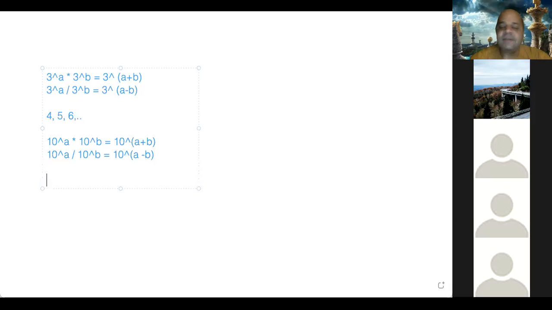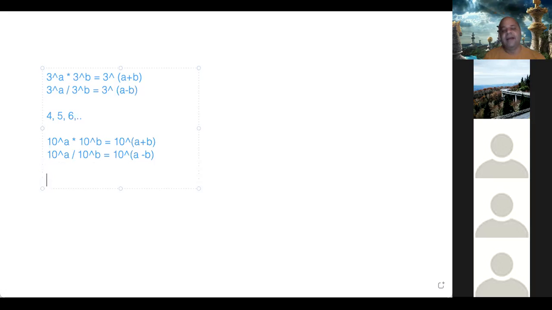Now, first of all, you have understood this much. 10 raised to a into 10 raised to b is 10 raised to a plus b, and 10 raised to a divided by 10 raised to b is 10 raised to a minus b, right?